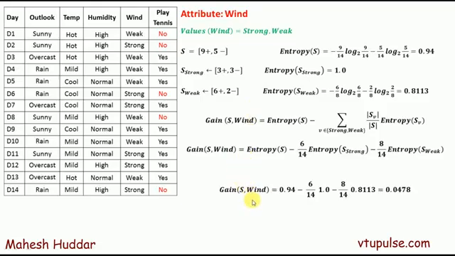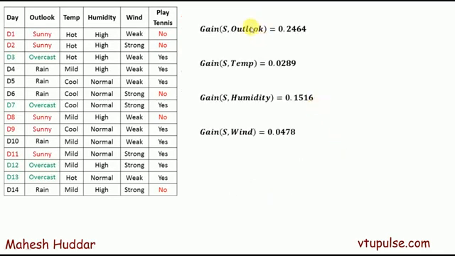In this case, we got the gain of wind is equivalent to 0.048. Once you calculate the gain of every attribute, we need to check which attribute has the maximum information gain. So if we compare all four gains in this case, the Outlook is having the maximum gain, that is 0.2464. So we will consider Outlook as the root node in this case.